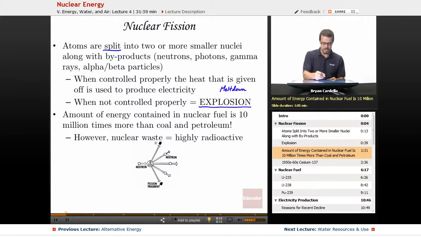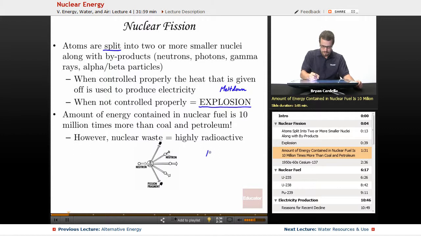This is a little graphic of the breakdown of uranium-235, with a neutron allowing that split to happen, and you get various forms of fragmentation in terms of what actually comes off as a byproduct. And in the process, like I said, you get heat to produce electricity. One more thing.